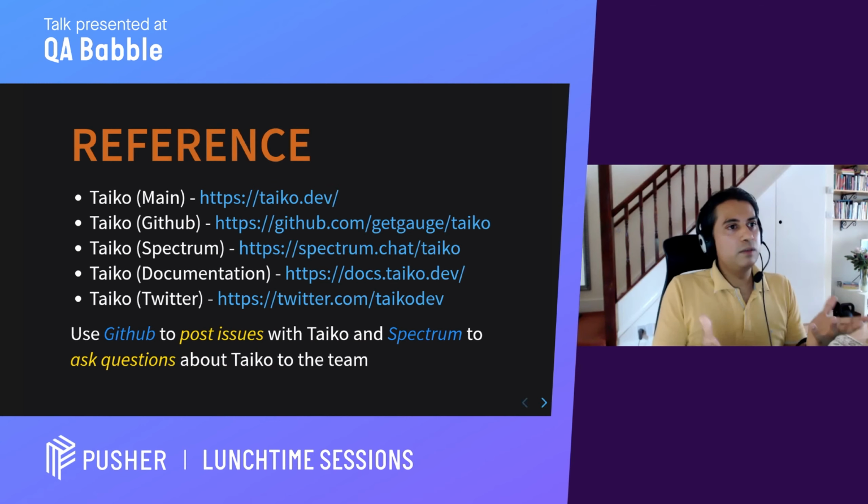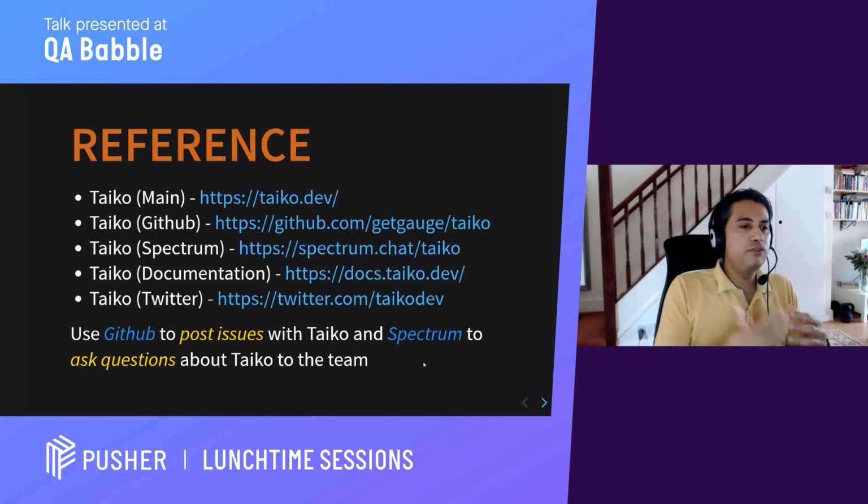So these are some of the links that I wanted to share. For Taiko, you can go to taiko.dev and see what the features are. You can check out the documentation. They have a Twitter page, and they have a Spectrum for any user related issues. So suppose you're not able to figure out how to use a particular function or call or API, you can ask them and they are quick to respond.